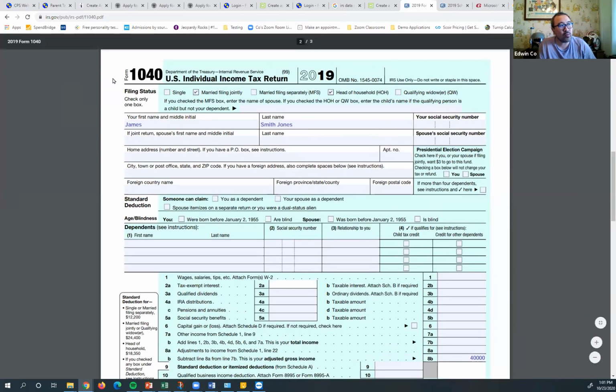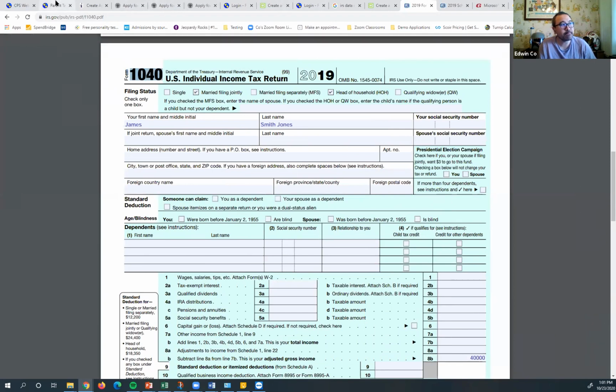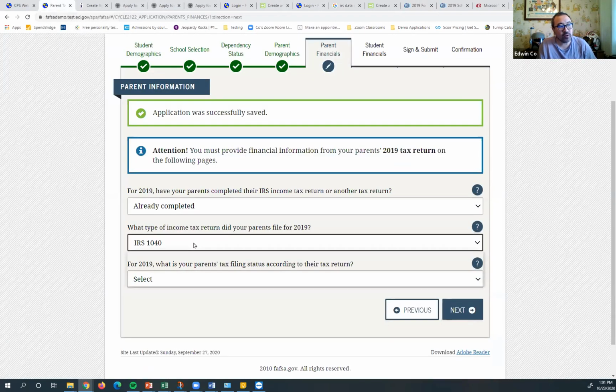You'll see on the top left corner always has the form type, right? It's in big bold numbers, and that's how you figure out which form they're using. In this case, it says a 1040, and that's the one I'm going to use. Most of your parents will have a 1040.